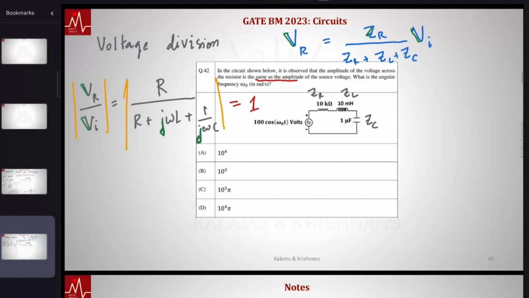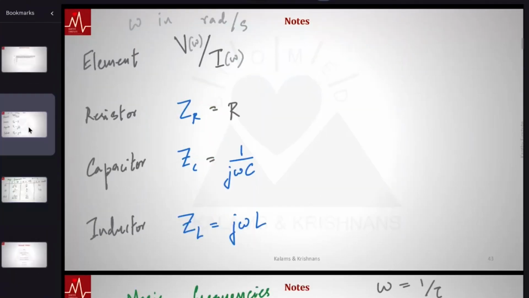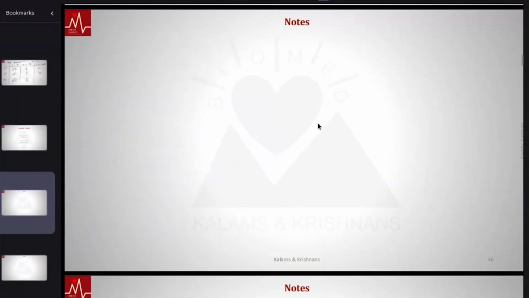At this stage, we need to know some basic complex algebra. Notice that if you multiply and divide by j in the numerator and denominator, you get minus j by omega c, because j square is minus 1. Okay, you get this. And some of you are also wondering about some basic things, so I will do some very basic complex numbers.